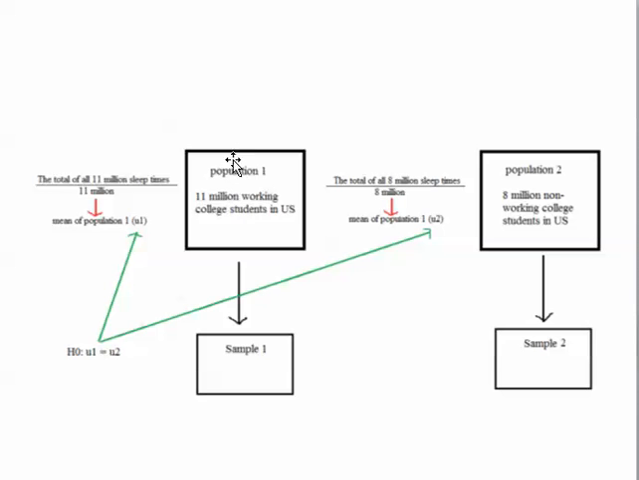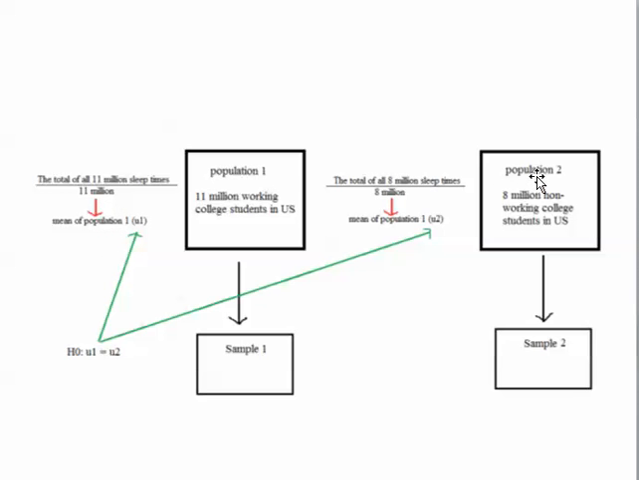To get the mean hours slept per night by population 1, you would need to add all 11 million sleep times, because there's 11 million people and each of those people has his or her own sleep time. And then, after adding those 11 million numbers, you would divide the total by 11 million. That would give you the mean of population 1.